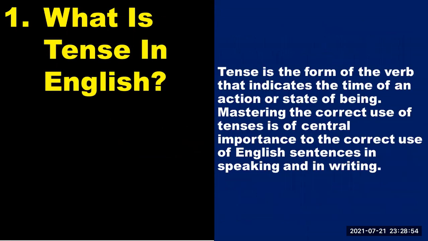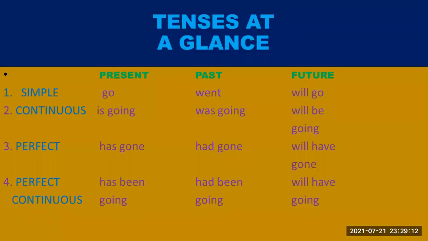Now, what is tense in English? Tense is the form of the verb that indicates the time of an action or a state of being. So, getting to master the correct use of tenses is really very important. All right? Now, let's take a look at tenses.